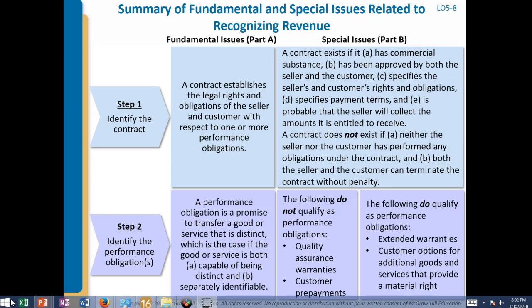But the following don't qualify as performance obligations: quality assurance warranties or customer prepayments. Extended warranties and customer options for additional goods and services that provide a material right would qualify as performance obligations.